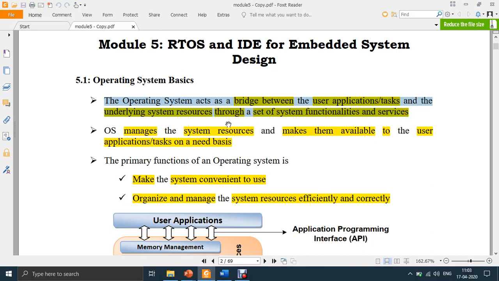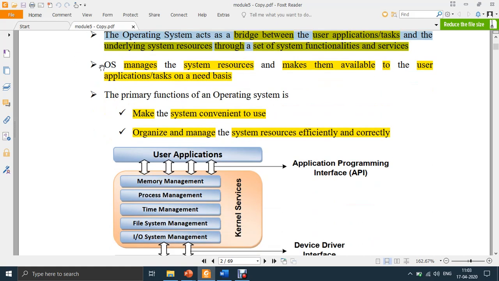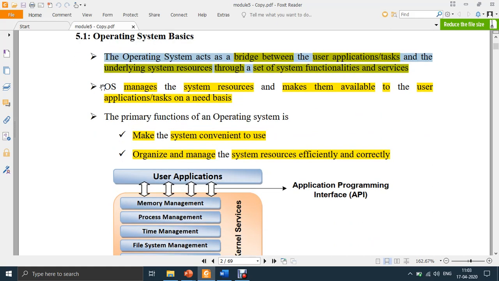As for system resources, we should be able to visualize what the resources are. The CPU, the primary memory, secondary memory, I/O devices, and peripherals all come under system resources. So how will the OS act as a bridge? It will manage the system resources and make them available to the user applications on a need basis.